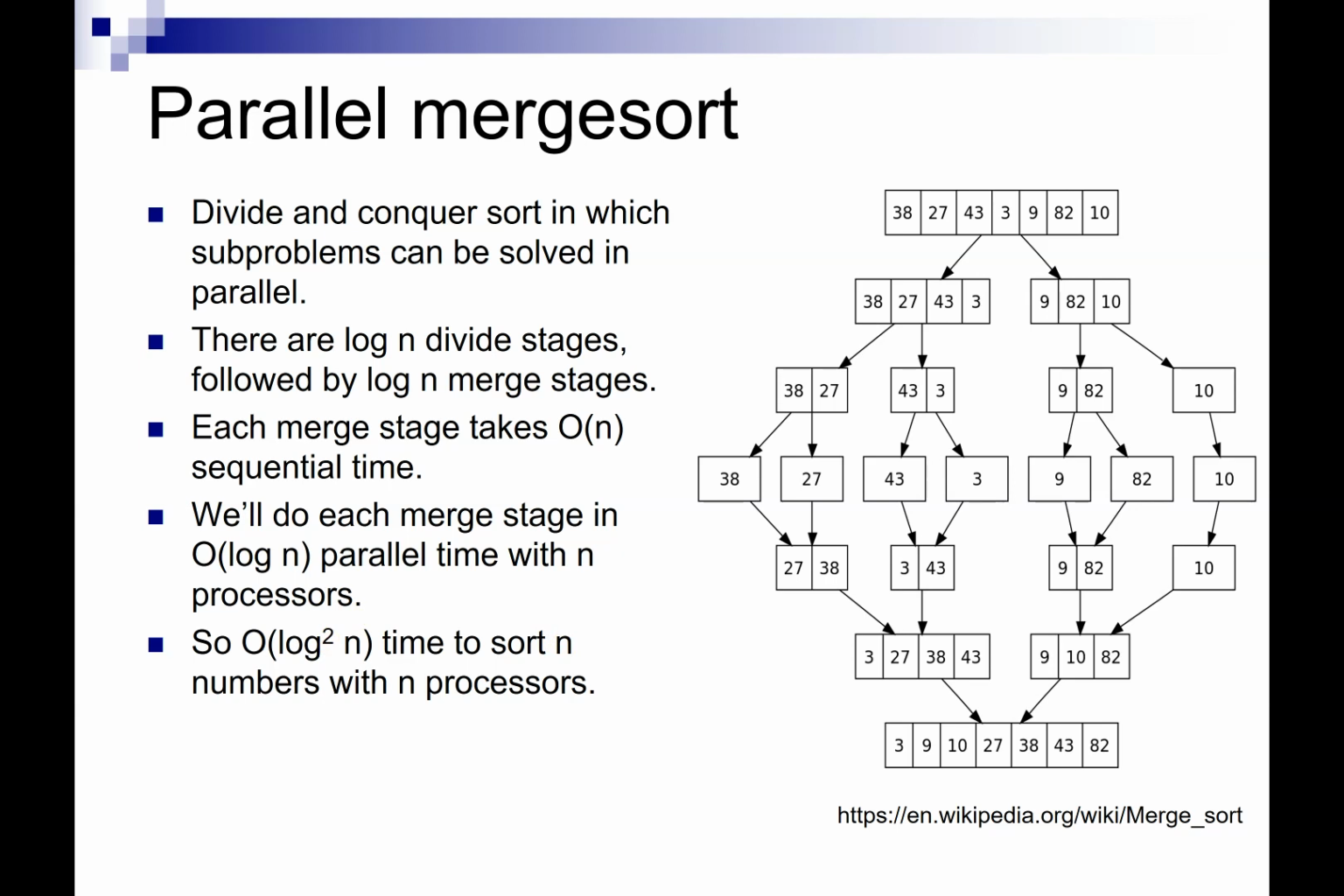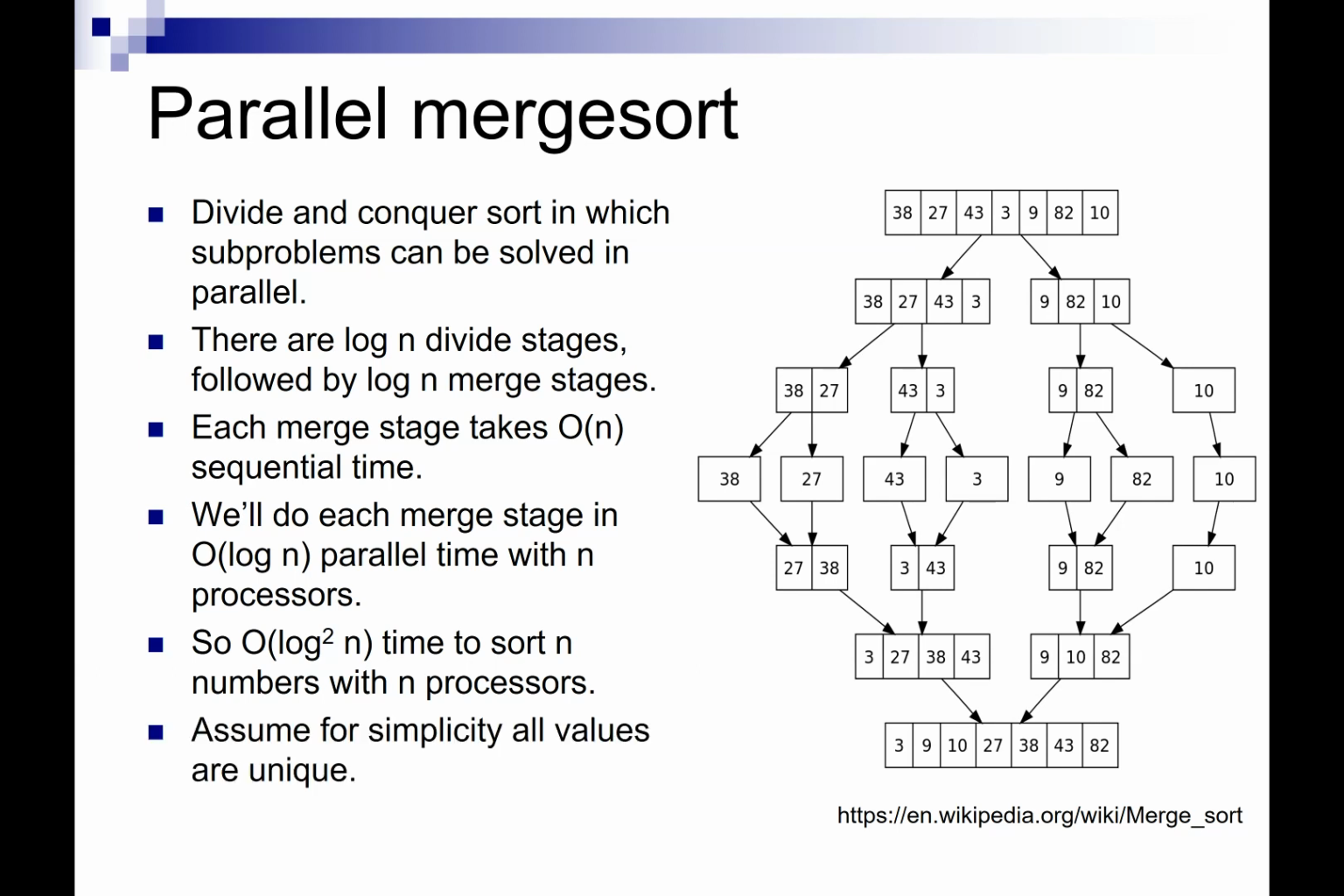Now, it turns out that there is a more complicated version of parallel merge sort, which does pipelining of these merge operations. By doing that, you can actually get the total work for this algorithm to be n log n. But we're not going to talk about that. We'll just talk about the simple version of this merge sort.